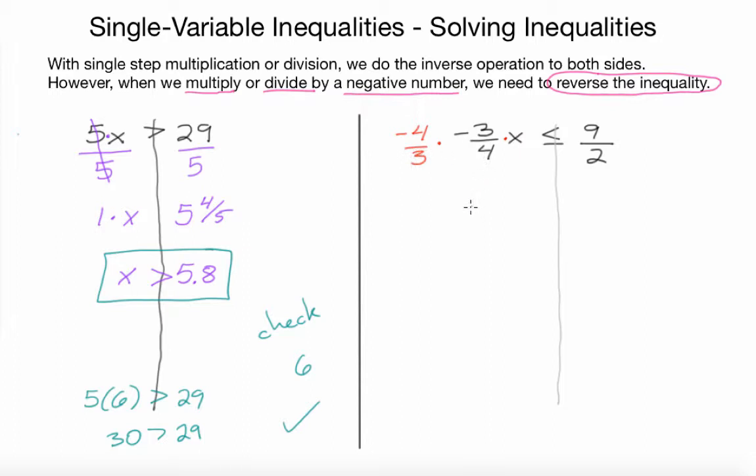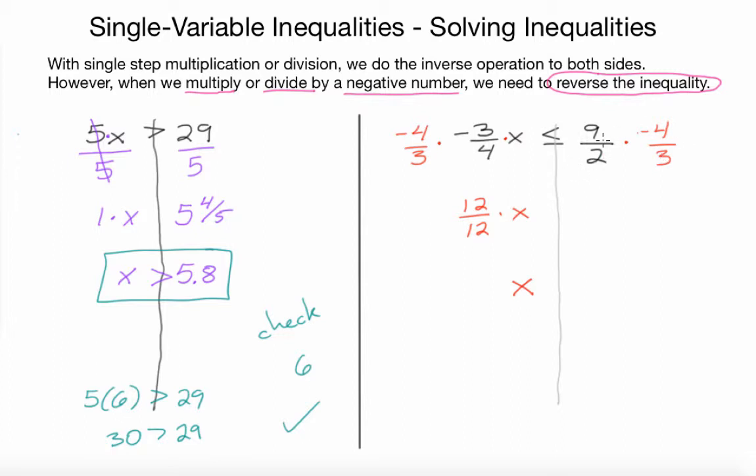3 times 4 means 12 on the bottom. So I end up with 12 divided by 12 times x. 12 divided by 12 is just 1, leaving just x. So I'm good. We've just simplified the left side. But if I multiply the left side by negative 4/3, I need to multiply the right side by negative 4/3 as well. It's keeping things balanced, which is the same thing we did when solving equations.